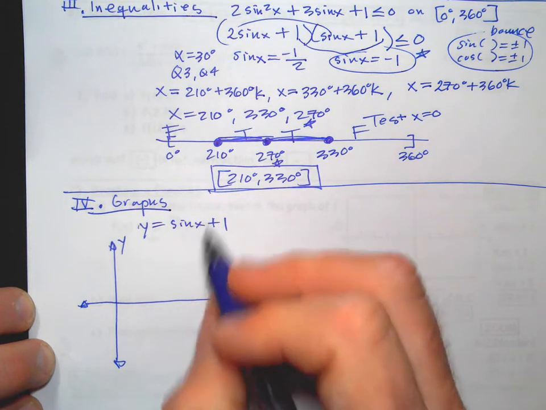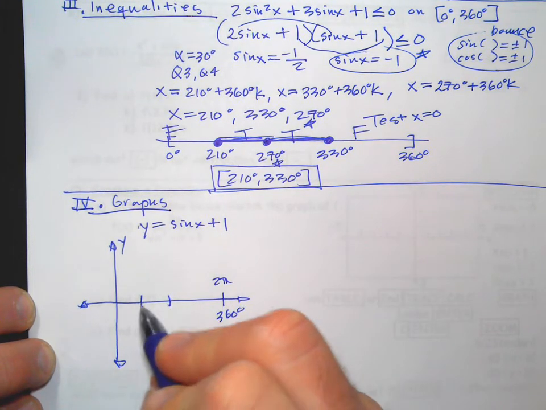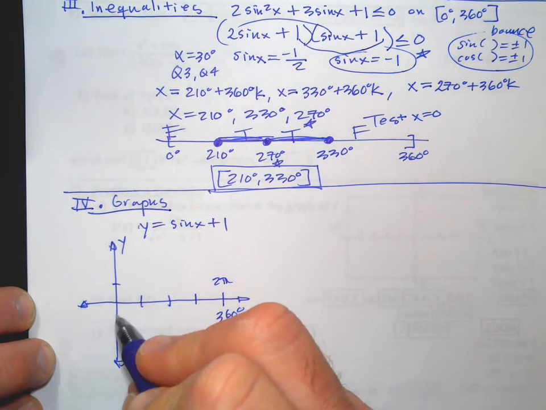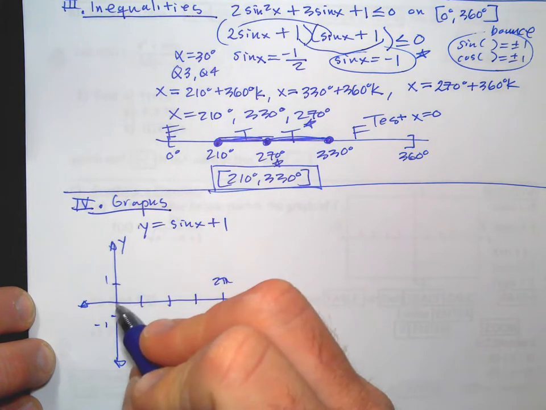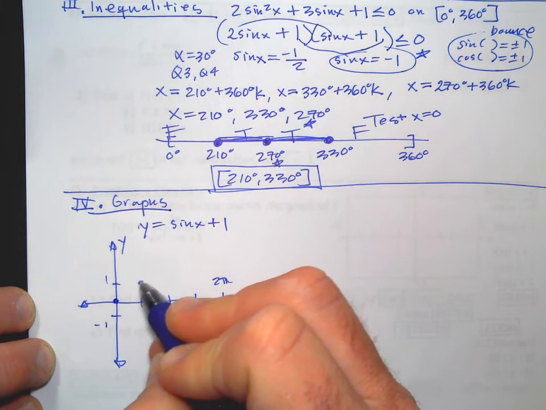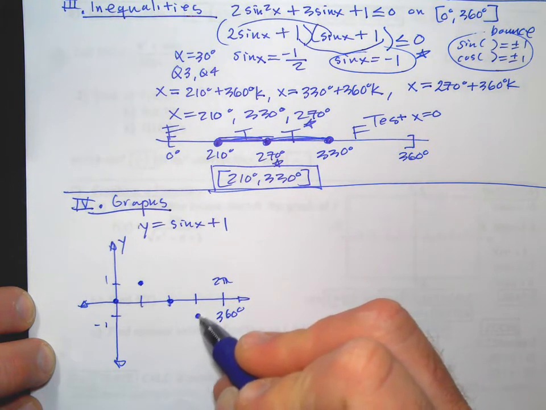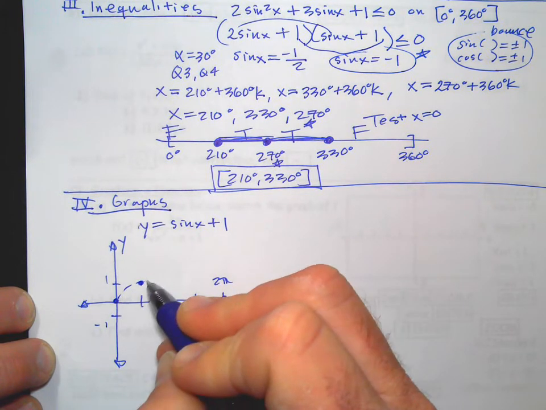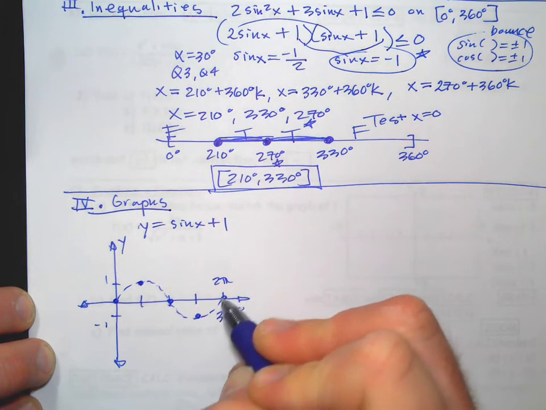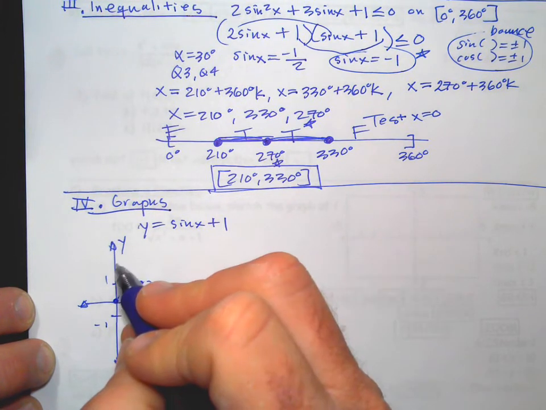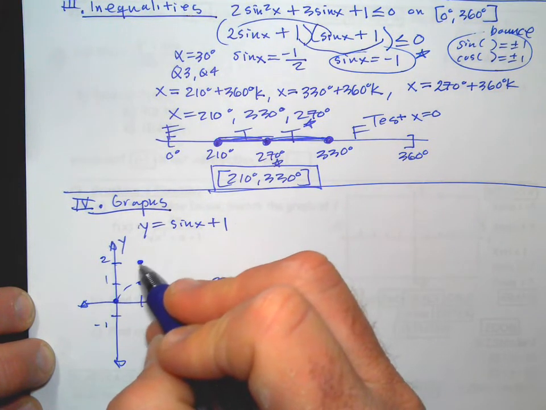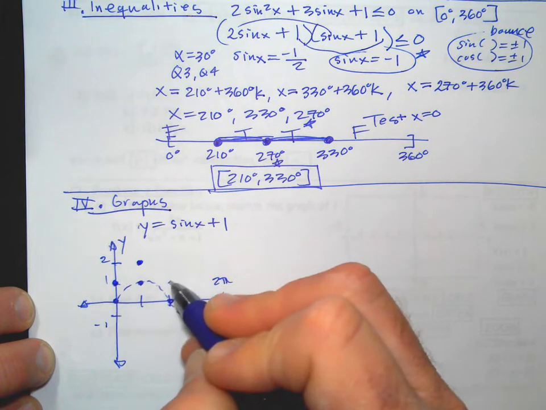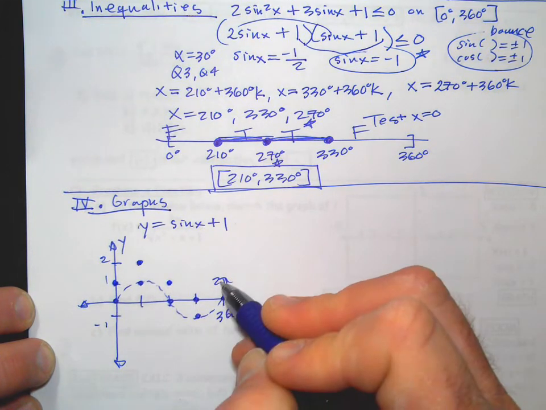So graph the parent function, divide by 2, divide by 2, divide by 2 to get the quarters. Now the y values are 0, 1, 0, negative 1, 0. Light dashed line. So we're going to show our work by doing one step at a time. So that's the parent function. Plus 1 is going to move everything up 1. So that's up there, that's up there, that's up there, that's up there, that's up there.